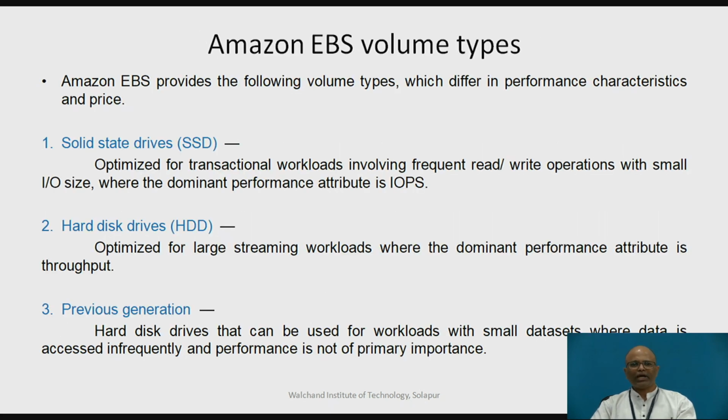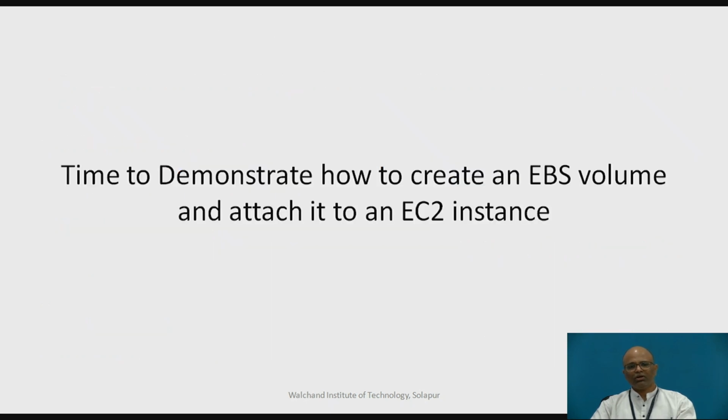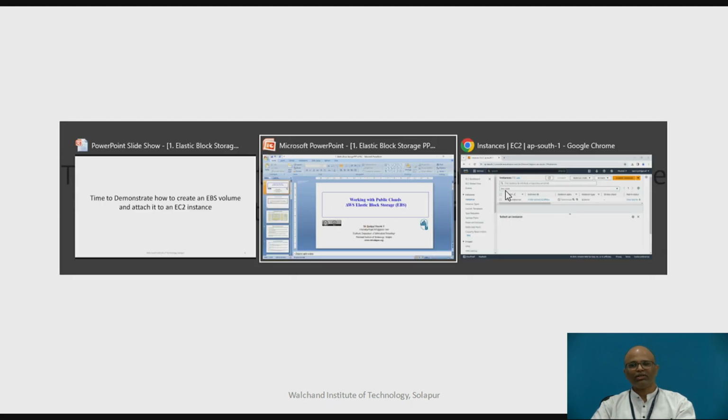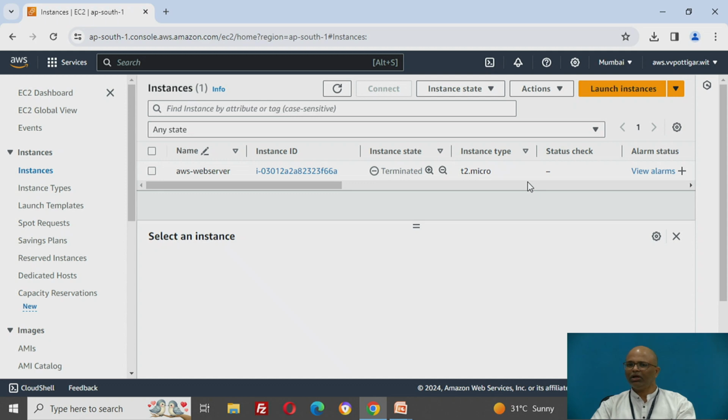So these are the volume types which we can look for: solid state drives, hard disk drives, and previous generation drives also. Time to demonstrate how EBS volumes can be attached to an EC2 instance. For this, we'll quickly jump to the AWS login where we require an EC2 instance.